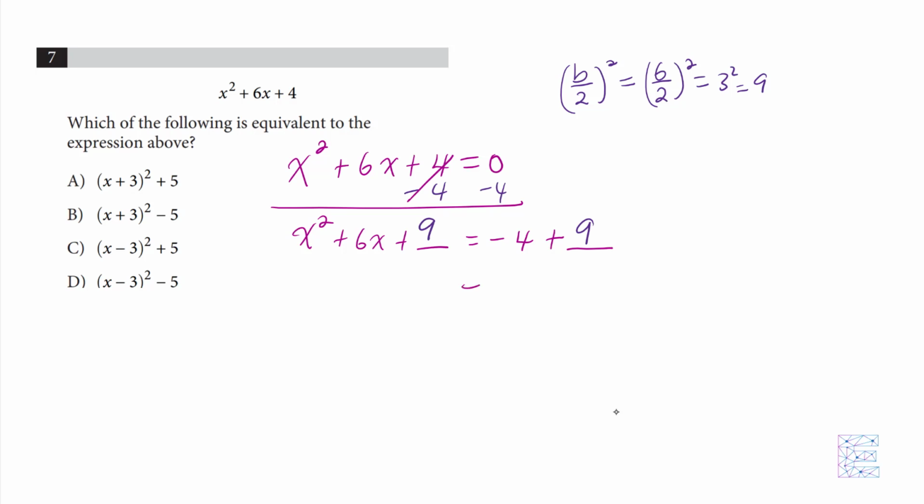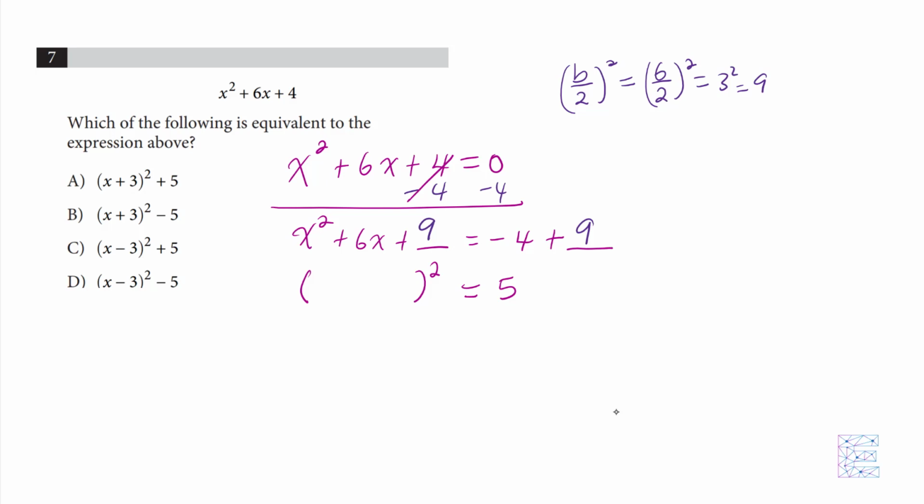Now on the right side, life is good because we're just adding two numbers together. -4 plus 9 is simply 5. And on the left side, life is also good because now we've created a perfect square trinomial, which factors really beautifully. That's the whole point of completing the square. You can always rely on the factor on the left being a really great factor.